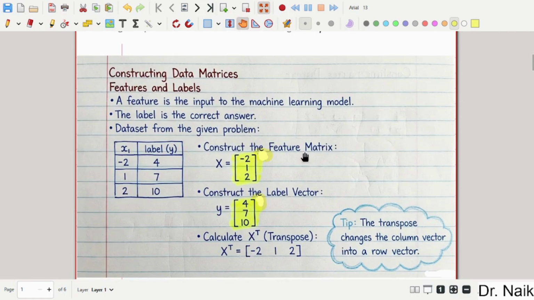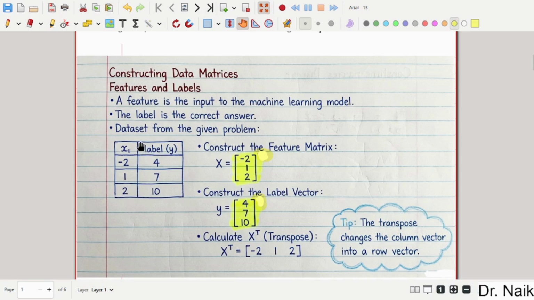What is a feature? A feature is the input to the machine learning model. So xi is the input given to our machine learning model. So the features are xi, that is -2, 1, 2. So construct the feature matrix. So x is equal to column vector -2, 1, 2.